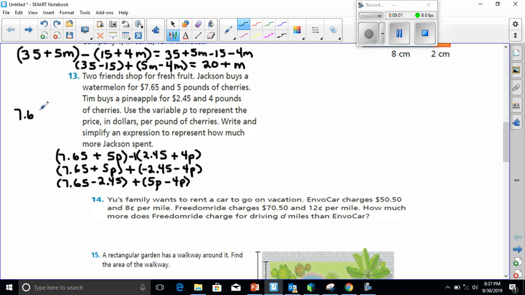7.65 and minus 2.45. Well, that's going to be 0. That's going to be 2. And that's going to be 5. So 5.2.